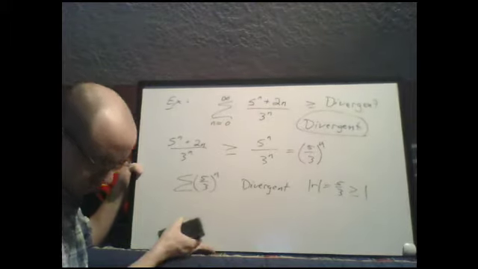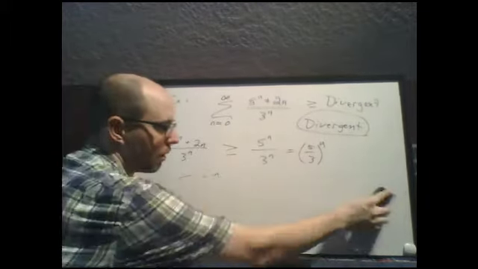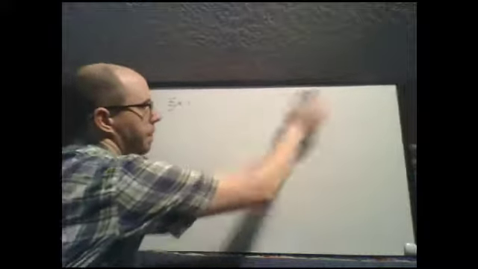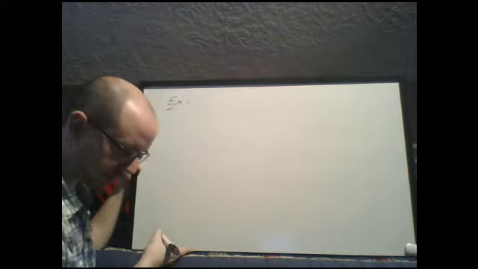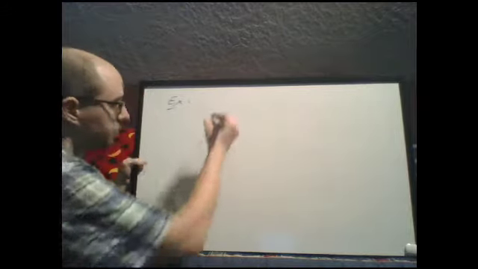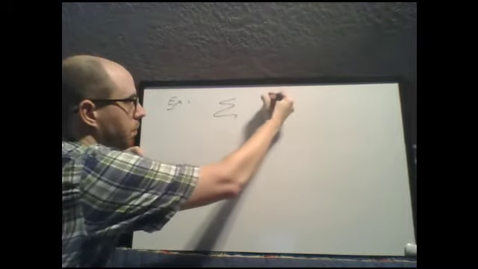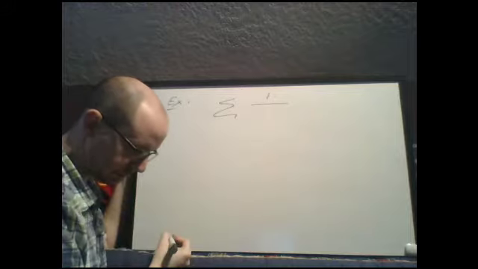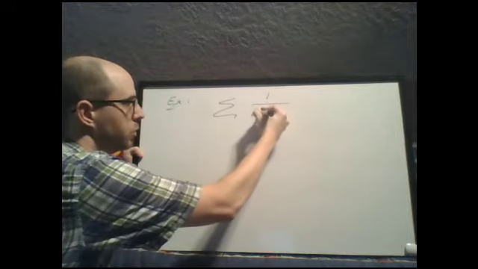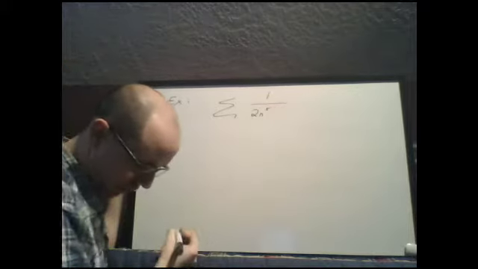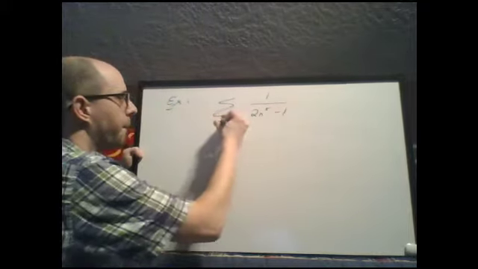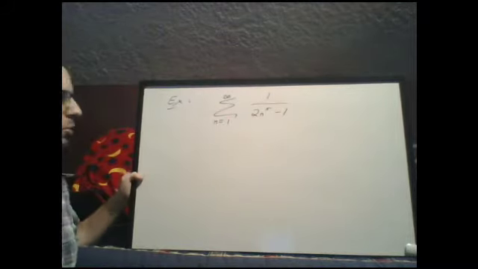Okay, let's do one more quick example. All right, so suppose we wanted to do summation of 1 over 2n to the 5th minus 1 from 1 to infinity.